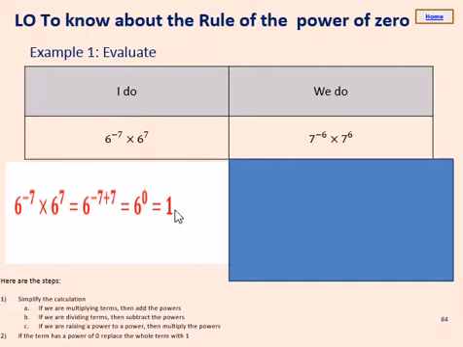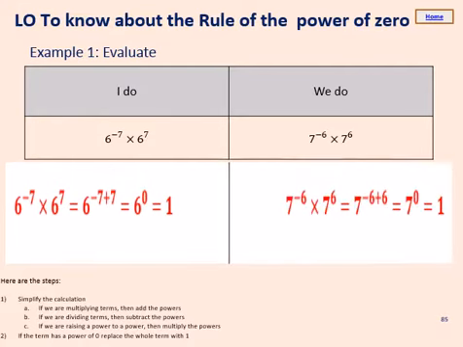Please can you pause the video here and copy that down, write down any information you need, and then go on to the we do and work that out please. Okay, so for the we do, 7 to the power negative 6 times 7 to the power 6, again using our multiplying rule of indices, the base numbers are the same so we can add the powers. Negative 6 add 6 equals 0, so this becomes 7 to the power 0, and as I said, anything to the power 0 is equal to 1, so the answer is 1.